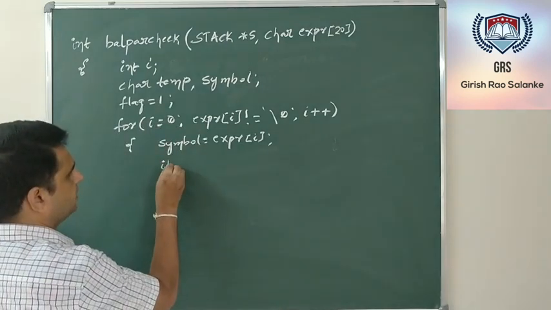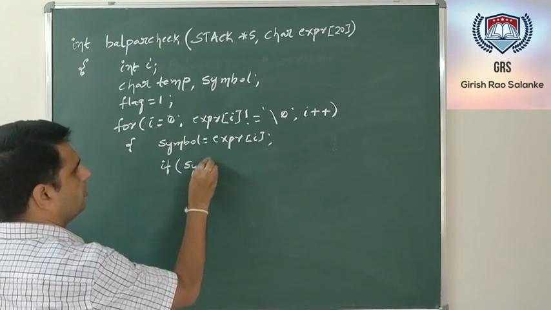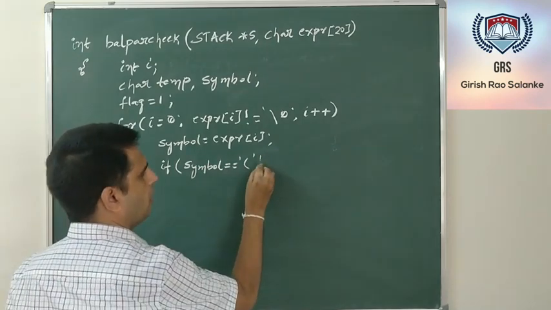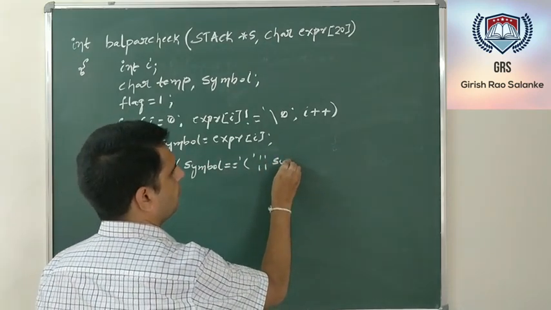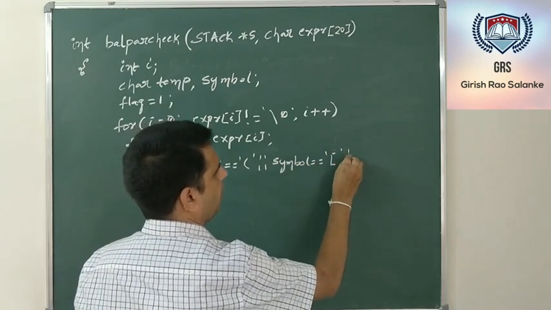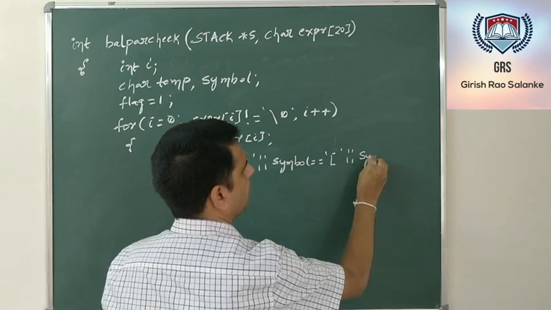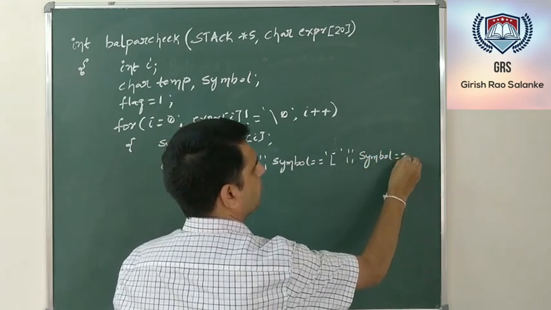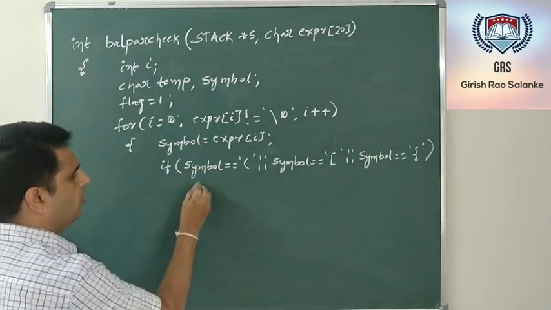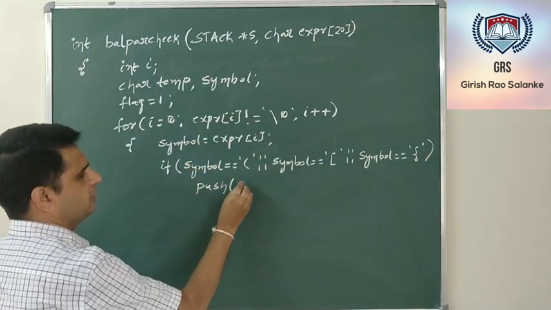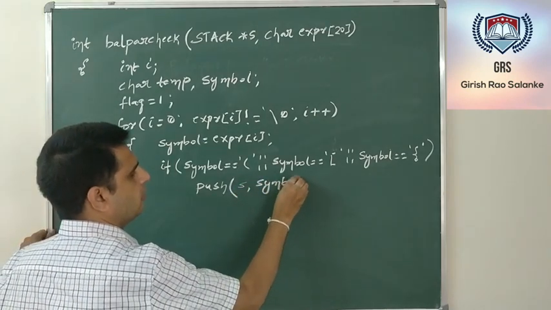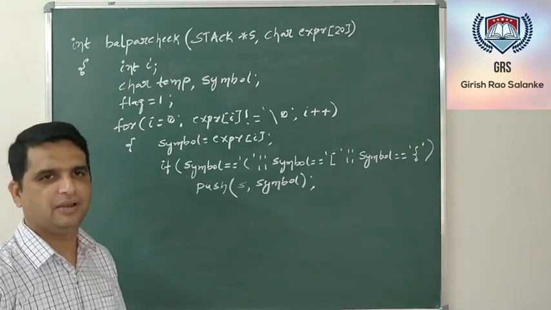So I am going to write a condition: if symbol is equal to a left parenthesis, or if symbol is a left angle bracket, or symbol is equal to a left flower bracket. If any of these conditions is true, I will just push that symbol onto my stack. Push yes comma symbol.